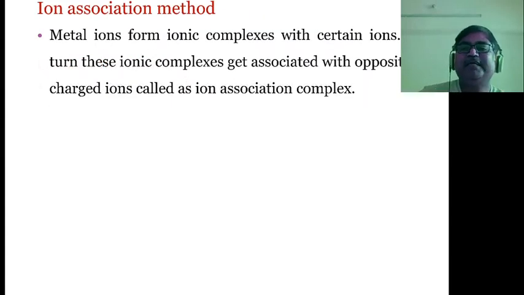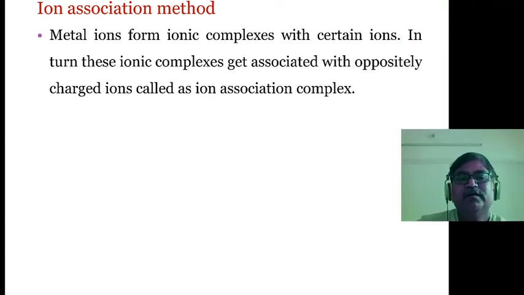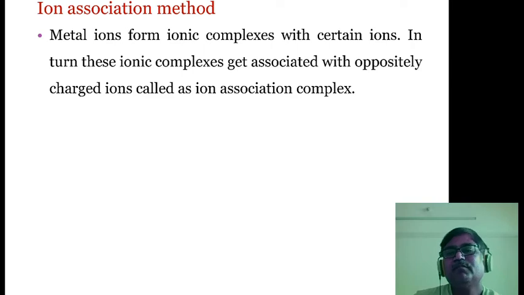Next is the ion association method. Now what is the ion association method? In the ion association method, metal ions have a tendency to form ionic complexes with certain ions. In turn, these ionic complexes get associated with oppositely charged ions, called an ion association complex.